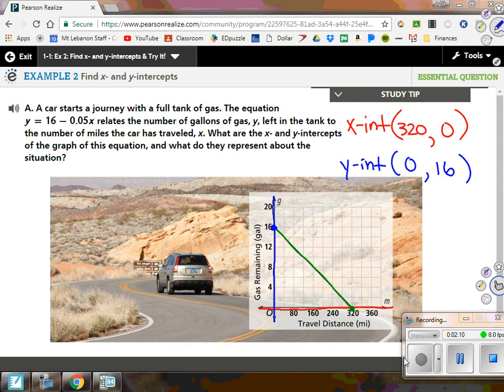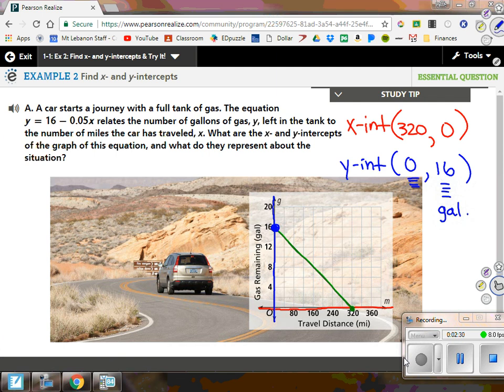We're not quite done because it wants to know what they represent in this situation. So after 0 miles, we have 16 gallons of gas. So that's going to be right when you left the gas station, you haven't gone anywhere, you have a full tank of gas, 16 gallons.